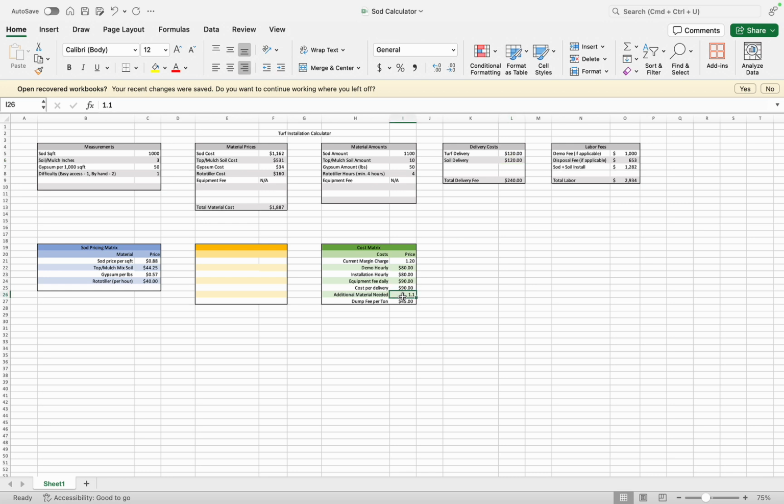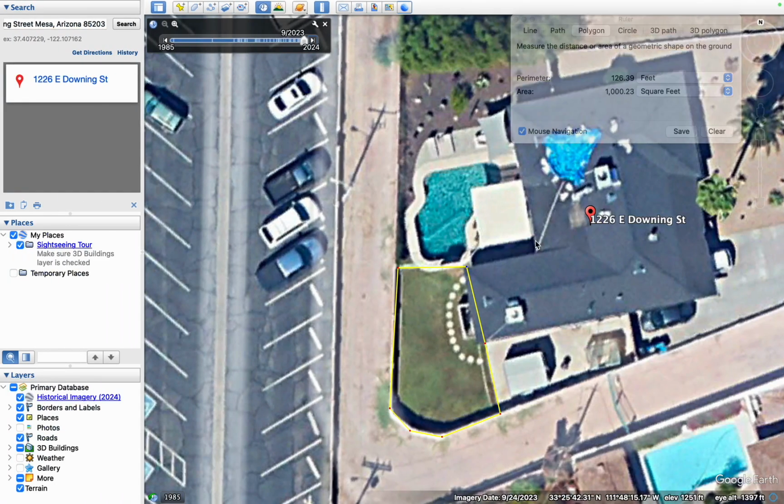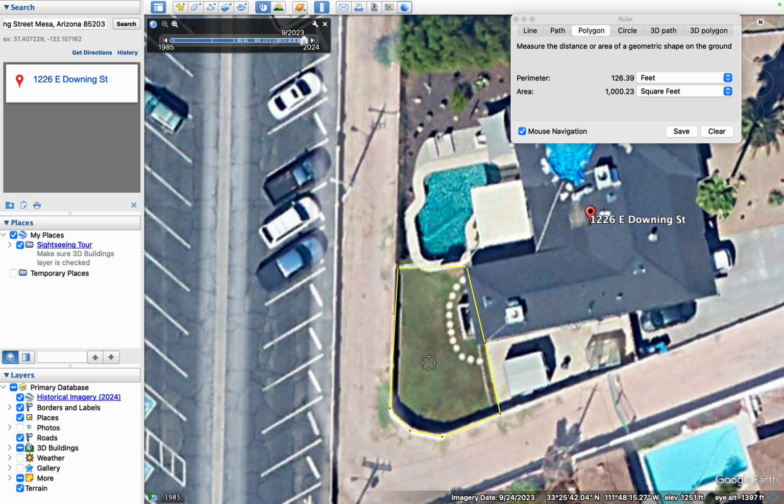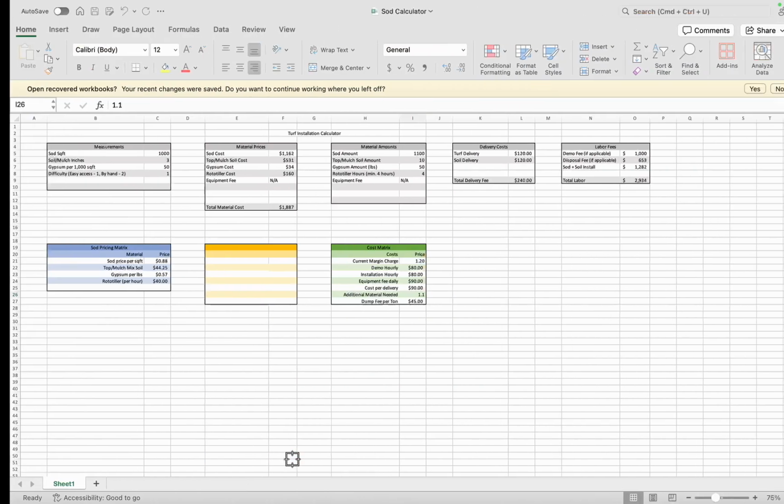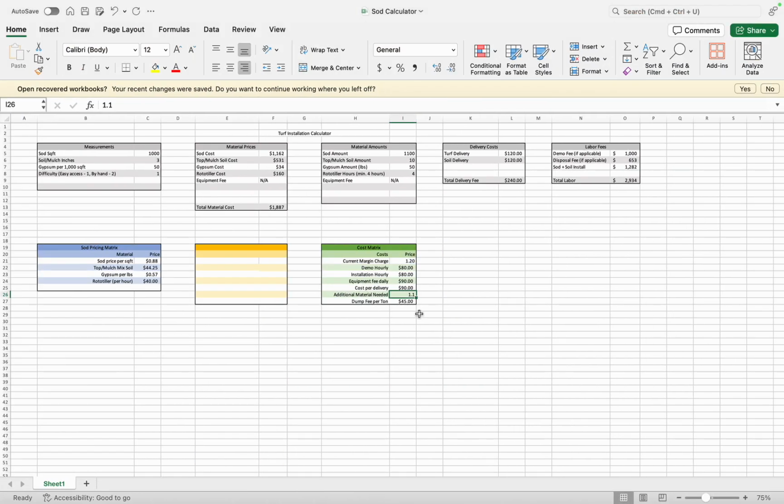Additional material needed, we always do an additional amount of 10% in case, per se, I measured this poorly and wasn't quite within the margins. It gives us a 10% margin of error. And then dumping fee per ton. Minnesota, our dumping fee is like maybe 10 bucks. Arizona, it's like 45 per ton. So it gets pricey. So we have that in there.